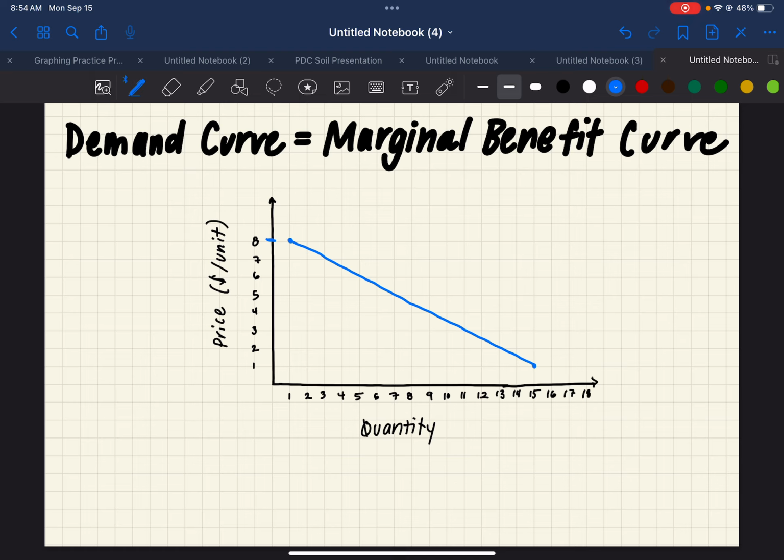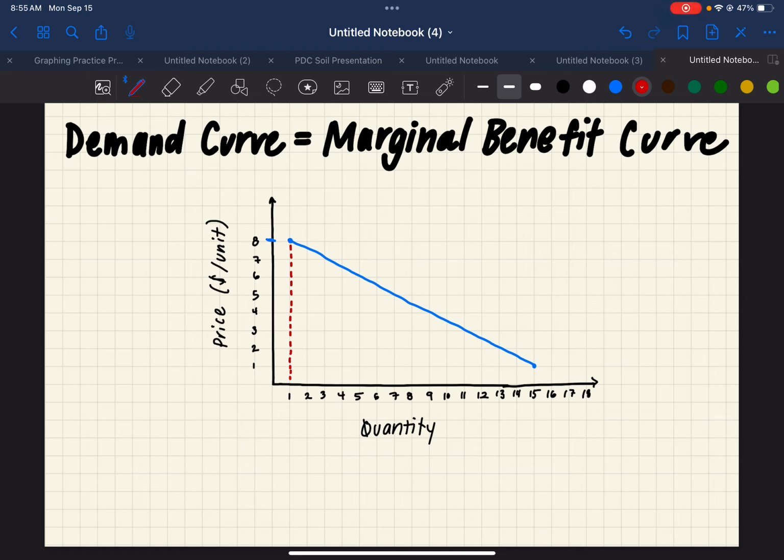Now what this demand curve says is that this first consumer here, they are willing to pay $8 for this good. Pretty much everyone else says, no way, $8 is too expensive, we'll pass. But this one person decides that $8 is the value of that good. So therefore, they think that they're going to get $8 worth of benefits from buying this product.